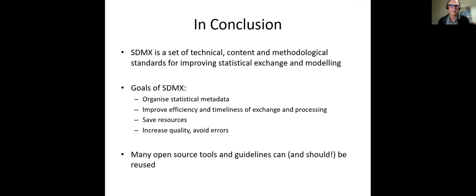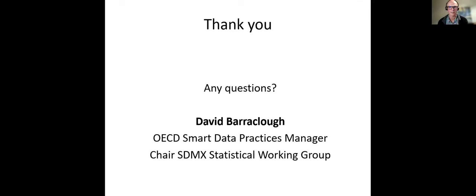So in conclusion, SDMX is a set of standards for improving exchange and modeling, and probably other things now, like governance. The goals are here, and I think I've said enough about them. Many open source tools and guidelines can and should be reused to implement SDMX. And if you create a tool or a guideline, please feel free to share them as well, so the whole community can benefit. Thanks a lot.